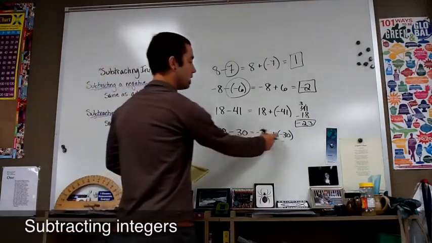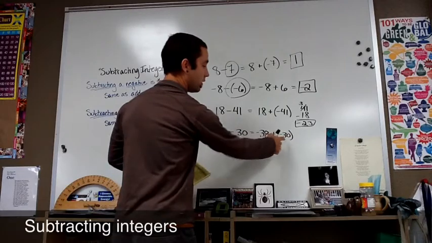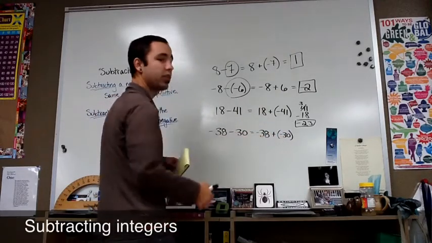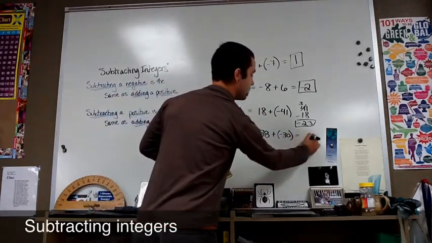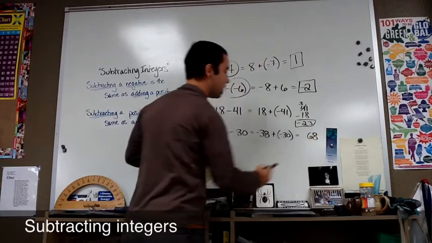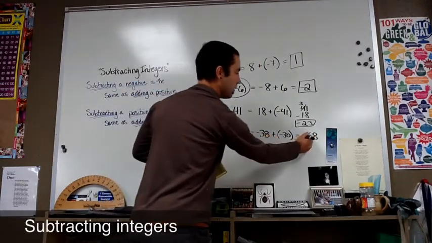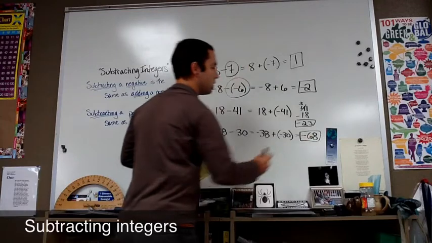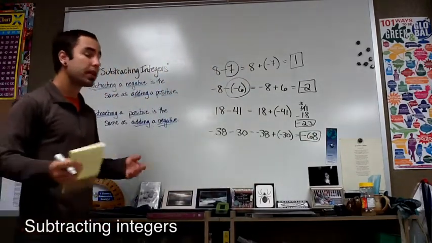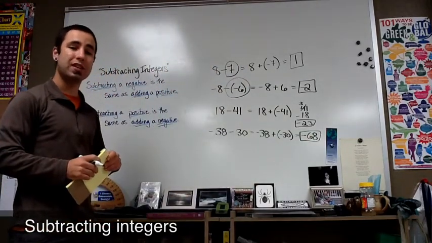So here I could add this in my head. A 30 and a 30 is 60, plus that 8, 68. Add normally. 68. Keep the sign. Negative. So negative 68. And that concludes our lesson on subtracting integers.